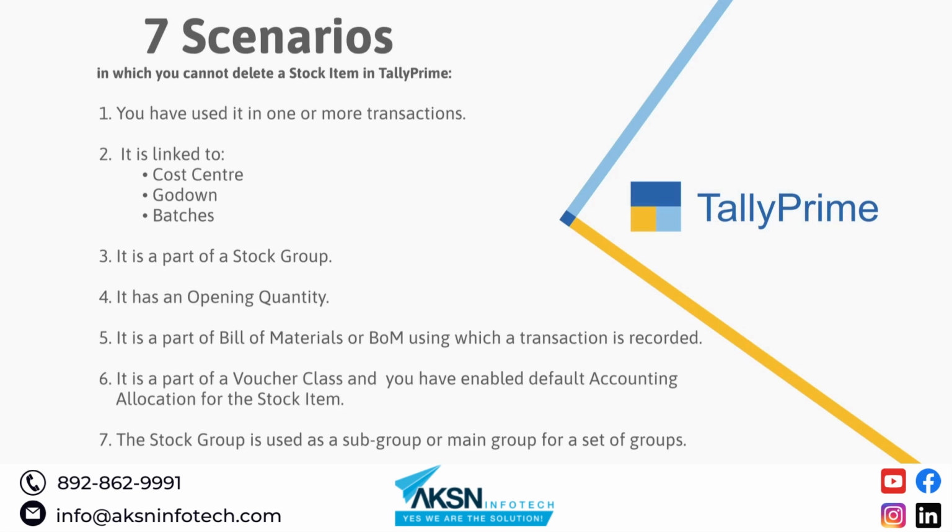5. You have included the stock item as a component in bill of materials or BOM and recorded a transaction. 6. The stock item is configured in a voucher class by enabling default accounting allocation for stock item. 7. The stock group is used as a subgroup or main group for a set of groups.